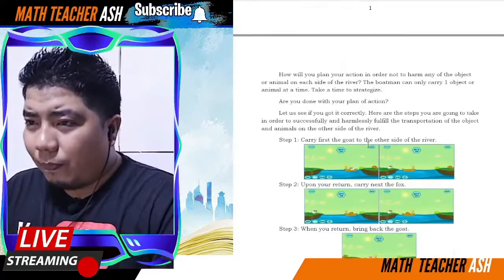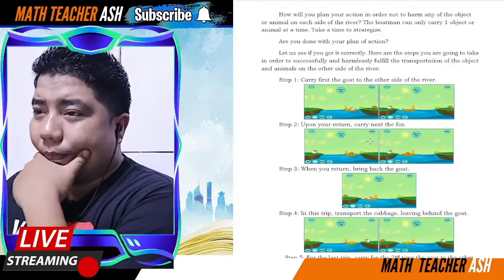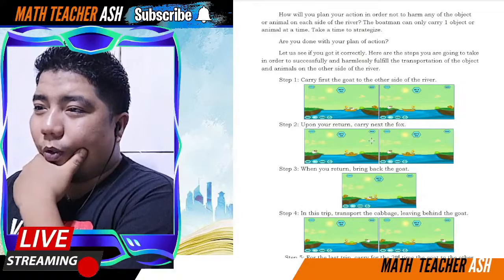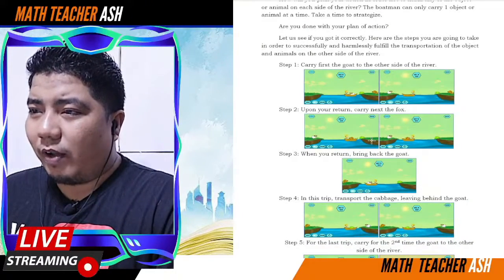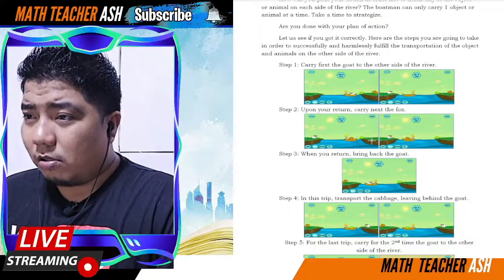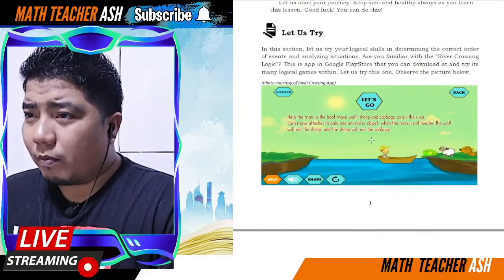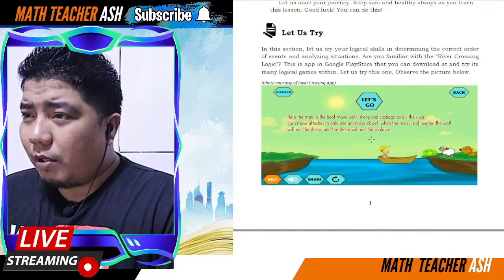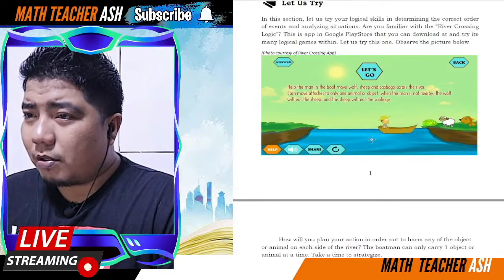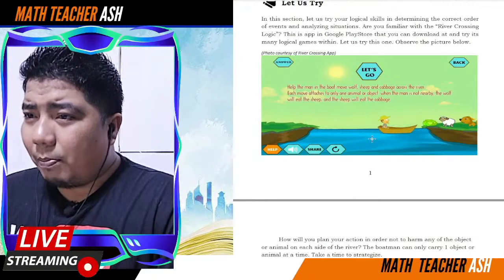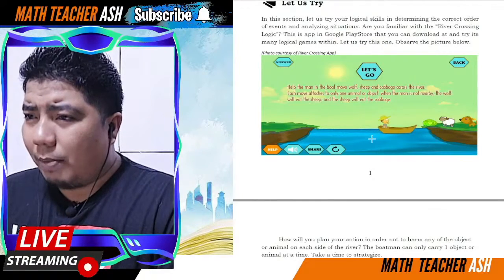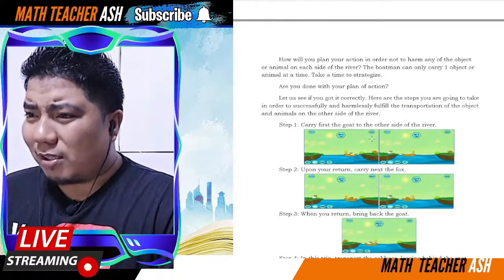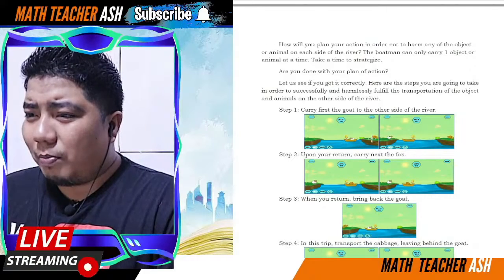Okay, let's try. Let's check kung tama ba tayo. Carry first the goat to the other side of the river. Correct. Okay. Upon your return, carry next the fox. Bakit may fox? May fox ba sa given? Are you familiar with the river crossing? Help the man in the boat move wolf, sheep, and cabbage. Tatlo lang. Bakit may fox? When you return, bring back the goat.